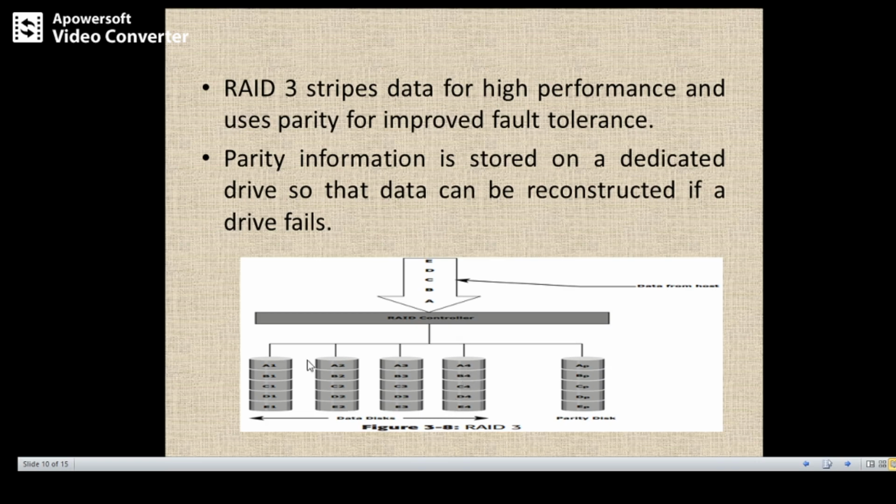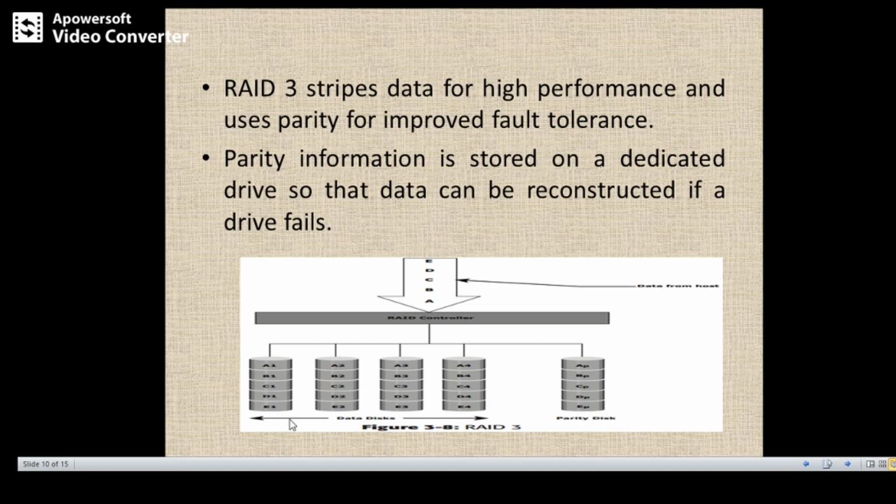So here what exactly RAID 3 does is, it will compute the parity of the entire data within disk A, and that parity is called AP. That parity is stored on the parity disk. Similarly, BP, CP, DP, EP and so on. So the parity of each individual disk will be computed and stored on the parity disk.